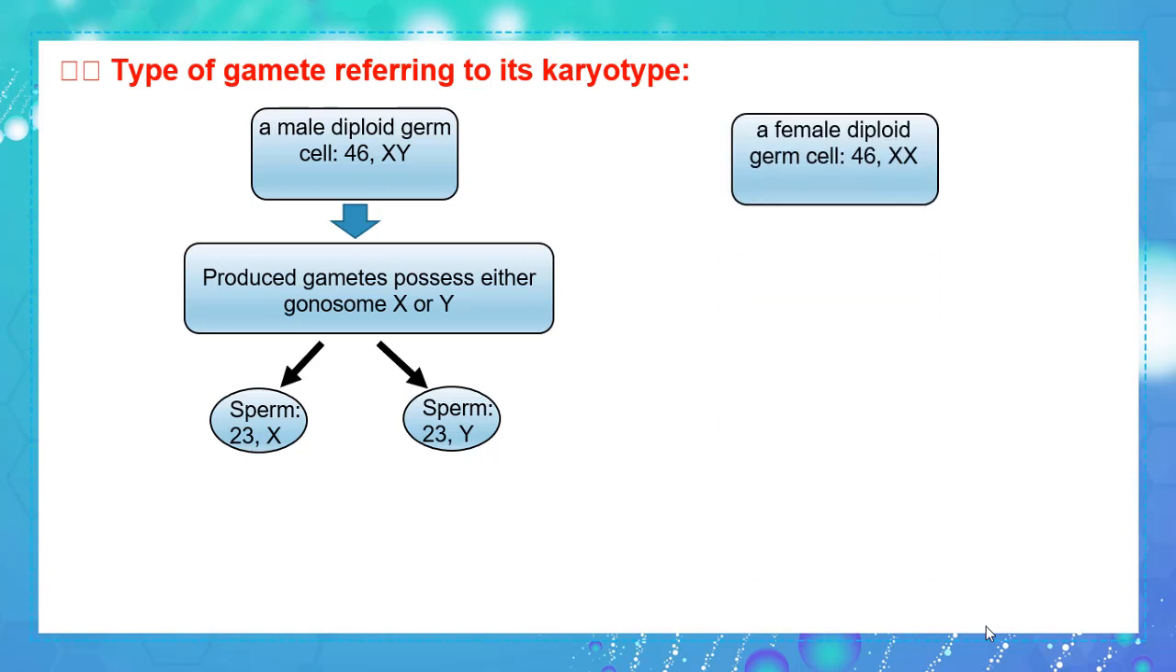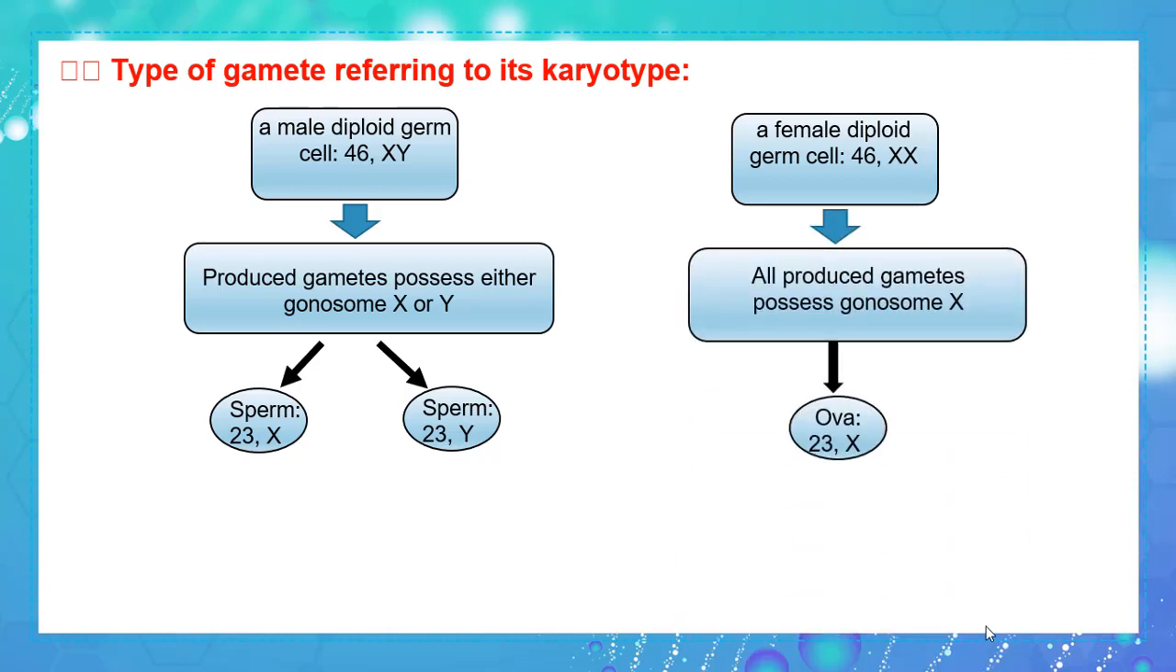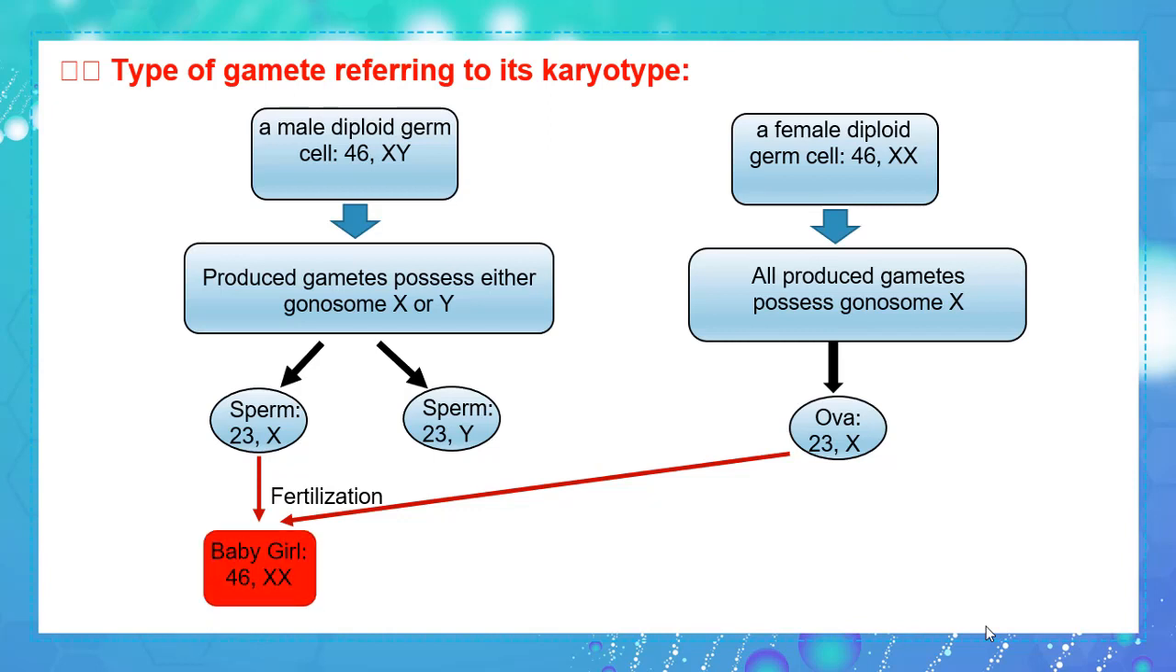But a female germ cell, which is also diploid, possesses two X chromosomes and thus passes only one gonosome X to all female gametes. Now, upon fertilization, the gender of the baby will be determined by which gonosomes are contained in the male and the female gametes. A baby girl will be obtained if the sperm containing X fertilizes the ovum containing X, while a baby boy is obtained when a sperm containing Y fertilizes the ovum containing X.